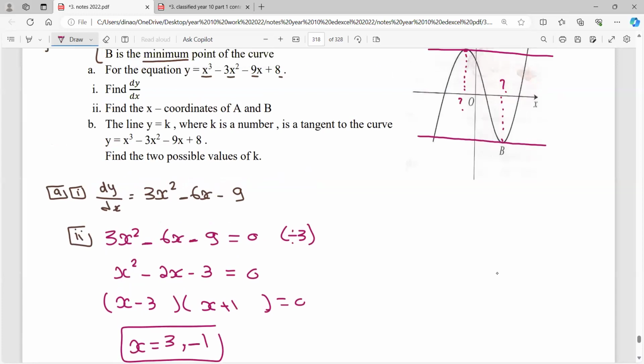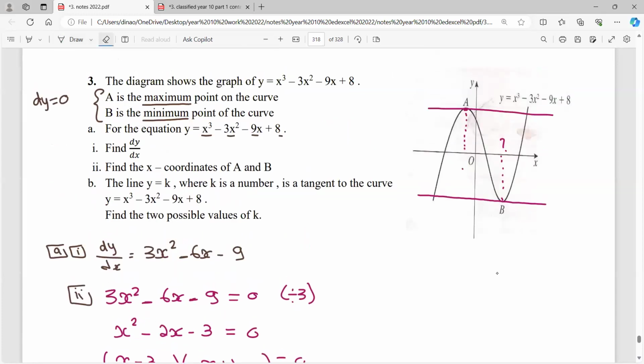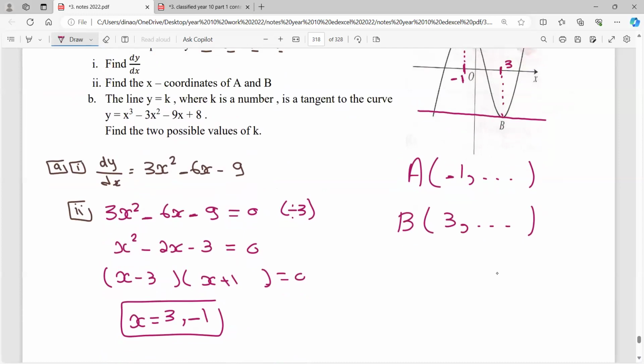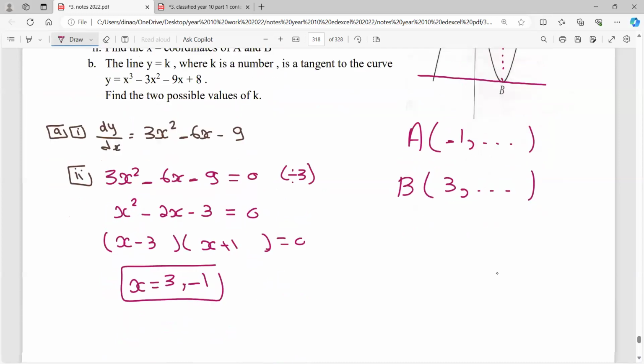If I wish to know which x belongs to which point, since A is on the negative part of the x-axis, A has negative 1 and B takes the positive coordinate. So A has negative 1 and B has the x coordinate. Now let's see question double I, which says find the x only.